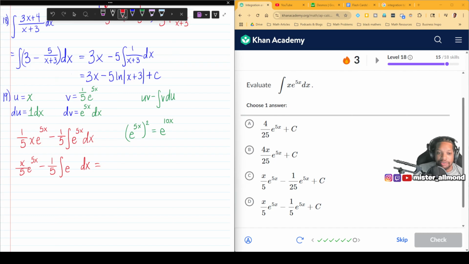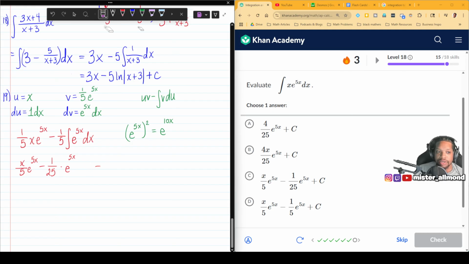All right, so I got x over 5 e to the 5x minus 1/5 times. We know that the integral of e to the 5x is 1/5 e to the 5x. So if I multiply that 1/5 by another 1/5, I see that that would give me 1/25 times e to the 5x. Then I guess I can erase this and put a plus c. Oh yeah, I see what you mean.